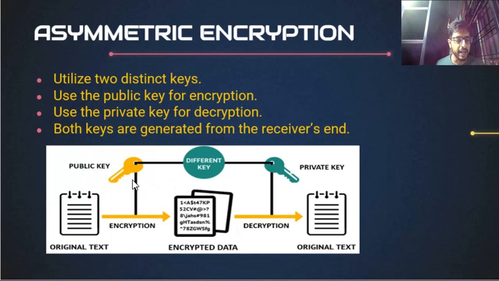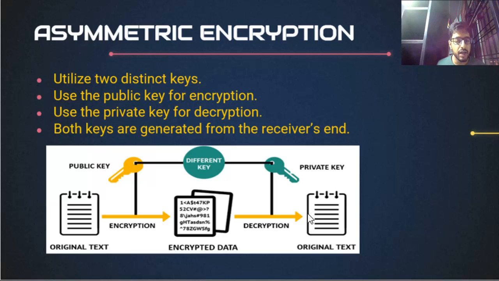So in this figure, as we can see, we have an original text which is a document which we need to send to a receiver. But we cannot send this data directly. We need to encrypt it. So for this, we will be using the public key of the receiver to encrypt this data. Now this data has been encrypted. This encrypted data will be sent to the receiver.